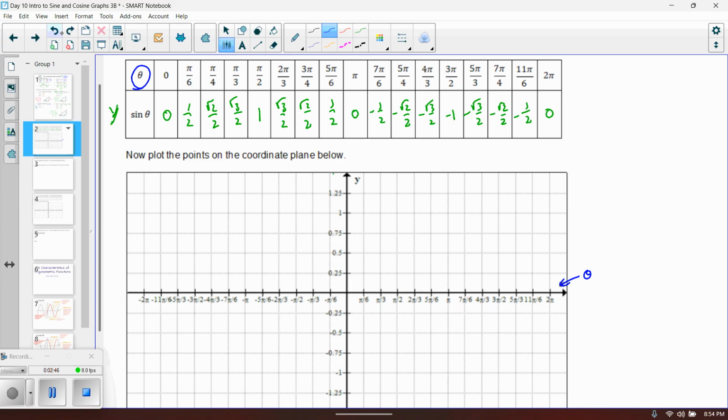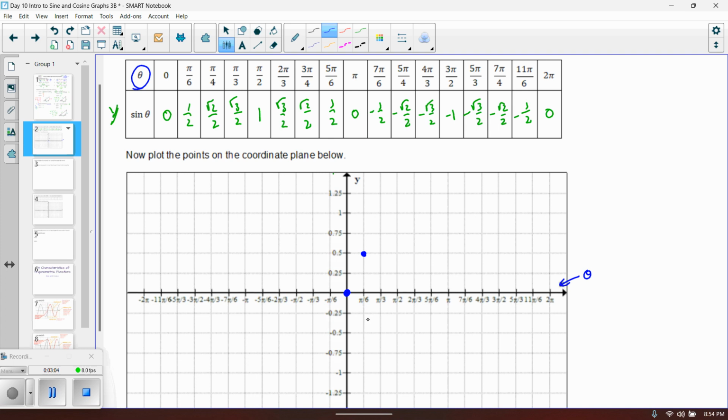So we're going to go ahead and graph these. Well, 0, 0 should be very simple because that's right at the origin. That's right there. And then it says pi sixth, 1/2. So we're going to go to where it says pi sixth, which is right here. And then we're going to go up to 1/2, and we're going to put our dot.